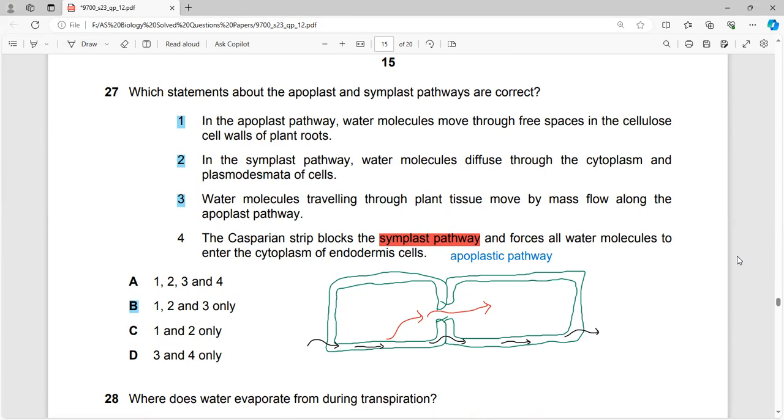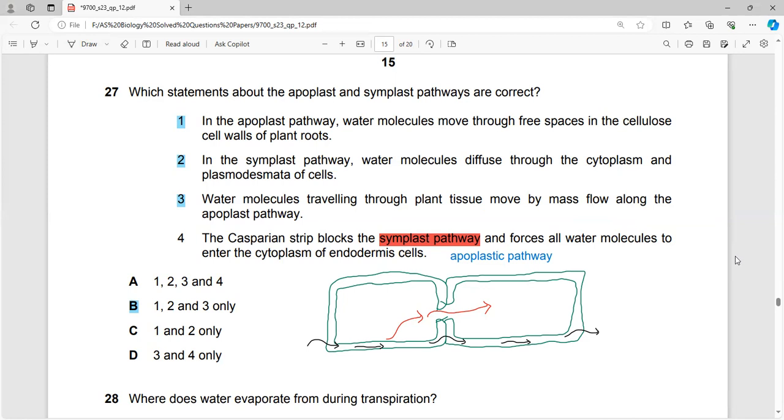But when the water reaches the endodermis of the plant root, inside the endodermis we have the Casparian strip. There are lipids there, and the water has to move into the cell to pass the endodermis with the Casparian strip. So that's why the red arrow shows the symplastic pathway. Symplastic pathway means the water is moving from cell cytoplasm to cell cytoplasm. So we're going to see which option is correct for both.